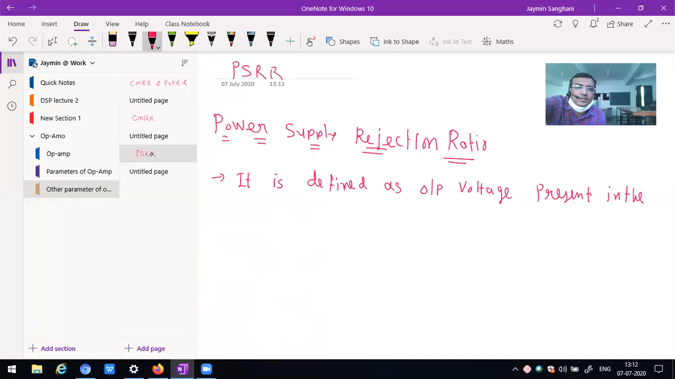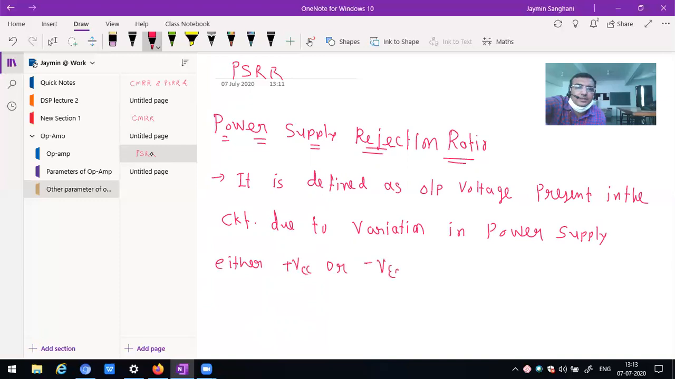due to variation in power supply, either plus VCC or minus VEE. It is defined as the output voltage present in the circuit due to variation in power supply, either plus VCC or minus VEE.